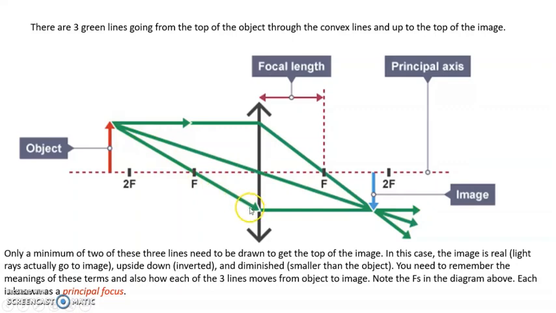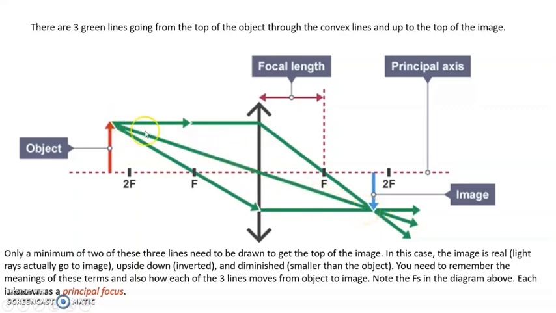Then we've got the third line, this one, which travels through F on the other side, unlike this one which travels through F on the opposite side. It travels through F on the other side, and then when it strikes the convex lens, it goes straight. So we've got the three lines. Let's see their movement. Straight, bending through F. Going through F, then bending and going straight. And then we've got this one that just goes straight. This one is not refracted.